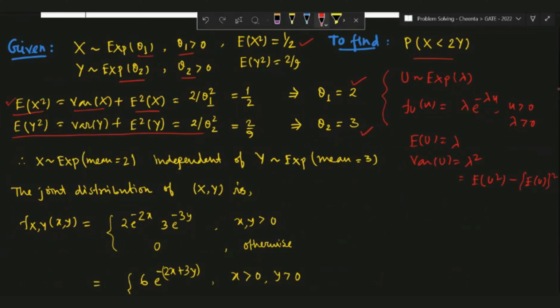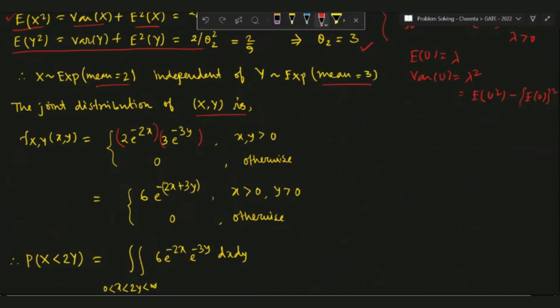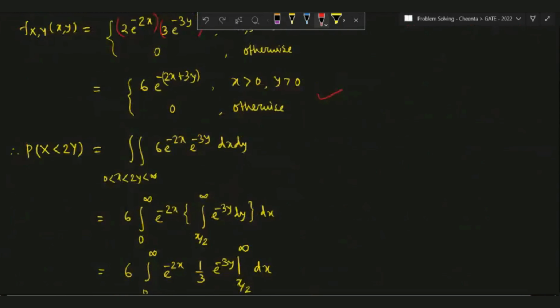Now X follows exponential with mean 2 and is independent of Y following exponential with mean 3. So X and Y are two independent exponential random variables with the specified parameters. The joint distribution of X and Y is given by 2 into e to the power minus 2x into 3 into e to the power minus 3y for x, y greater than 0 and 0 otherwise. So we can write the PDF in the form 6 into e to the power minus of 2x plus 3y for x greater than 0, y greater than 0 and 0 otherwise.